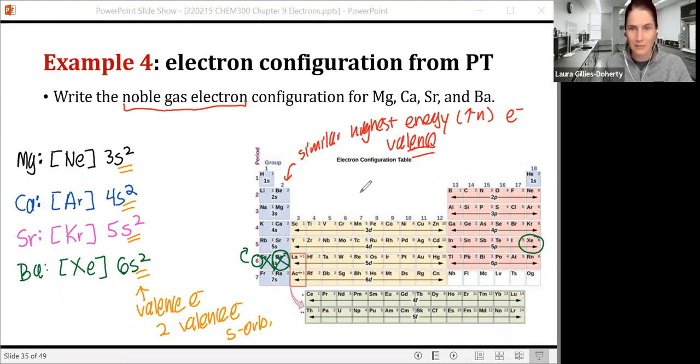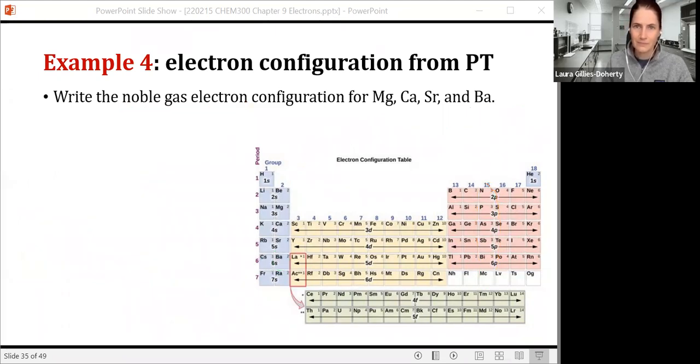So the whole periodic table is arranged like this. So any element looking down a column is going to have similar highest energy electrons, valence electrons. Let's check out another example. Let's look at a few elements here: oxygen, sulfur, and selenium.